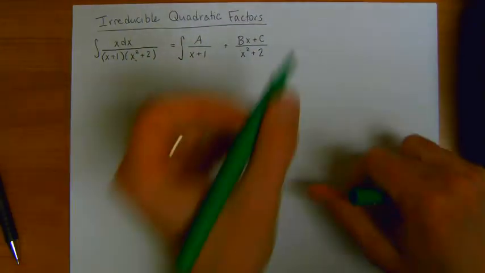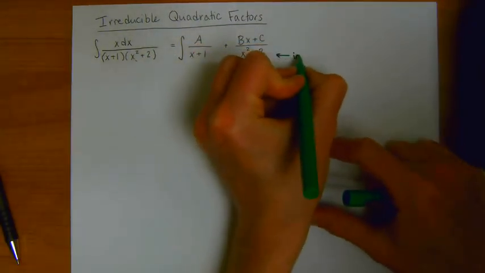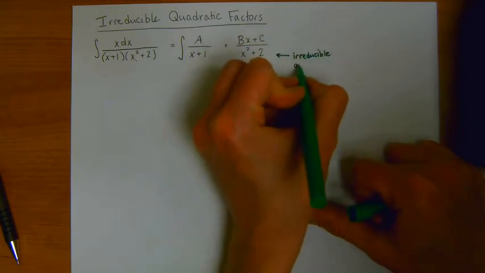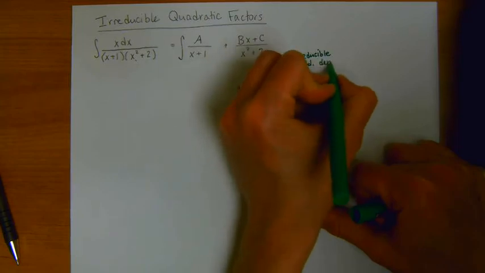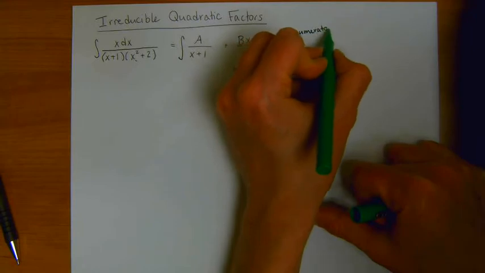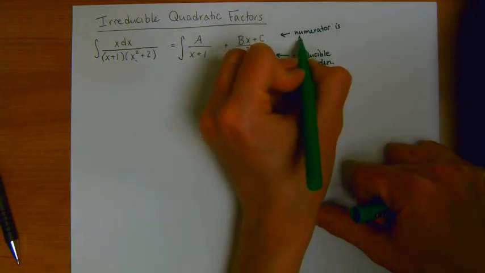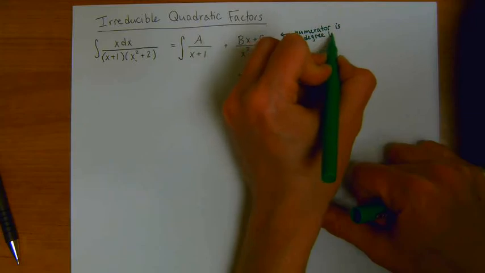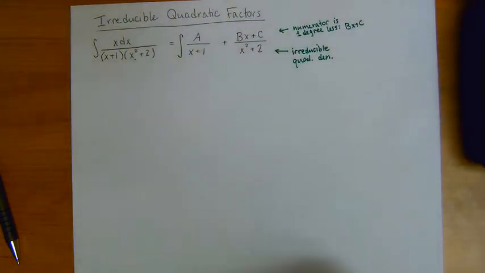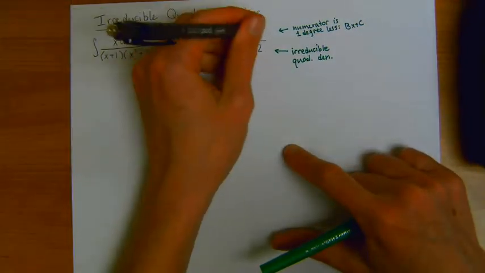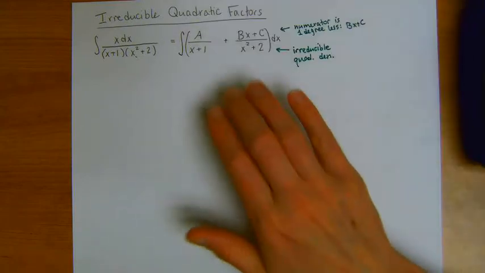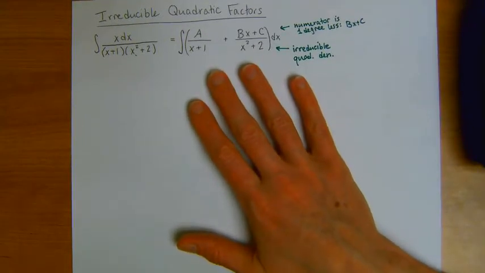What am I saying? I have an irreducible quadratic denominator, and that means that the numerator is 1 degree less. In this case, it's the linear form bx plus c. And I guess I'm integrating this with respect to x. But the way that we proceed from here is the same method that we've been proceeding in the past.